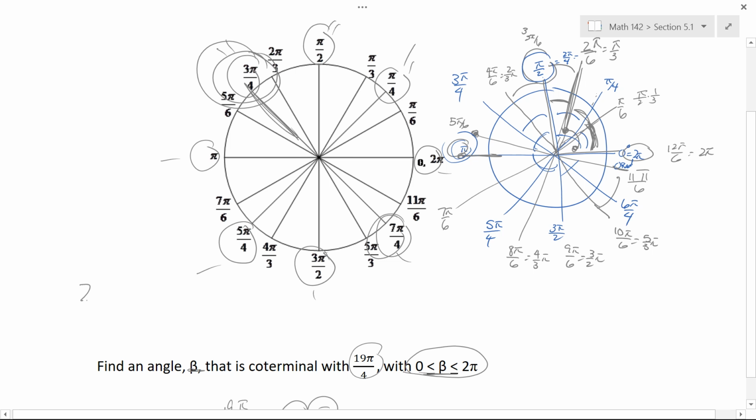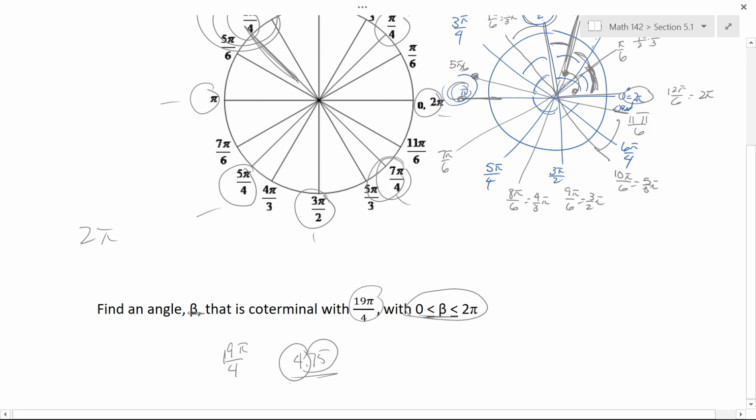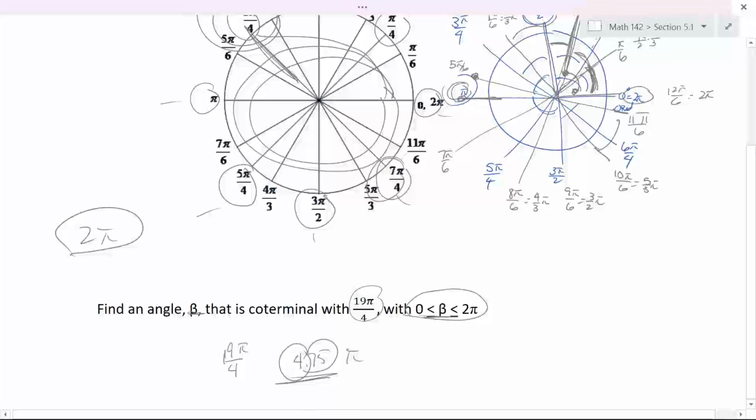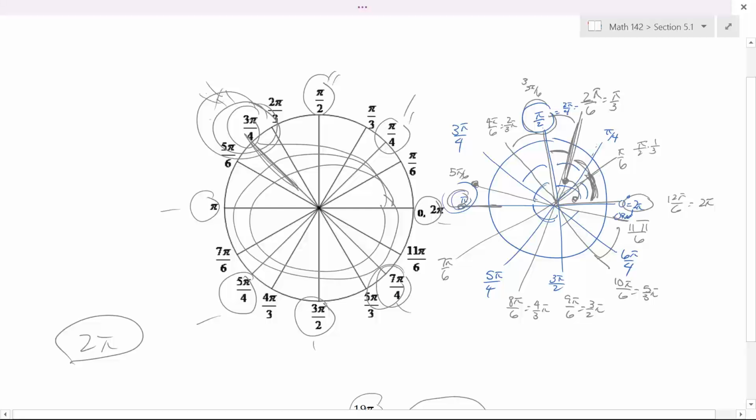Since the whole circle is 2 pi, and this is 4.75 pi, 2 pi around is 1 whole circle. I said 4, I should have said 2. I went around 2 pi, 4 pi, plus 3/4 more. I'm sorry about that. Okay, this is where I'm at. So 19 pi over 4 is the same thing as 3 pi over 4. Those are coterminal angles.